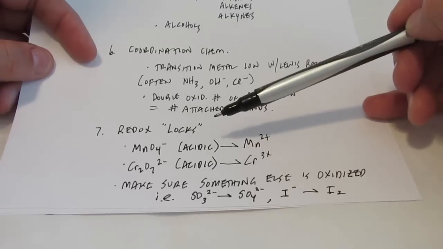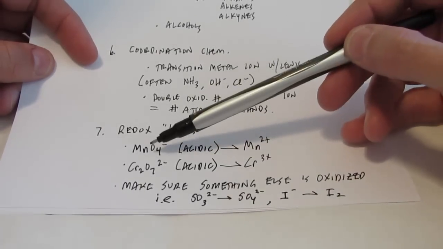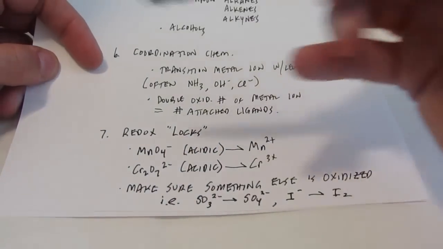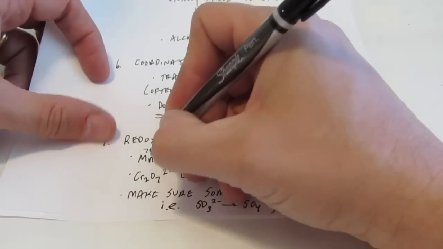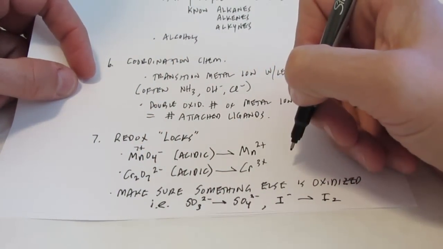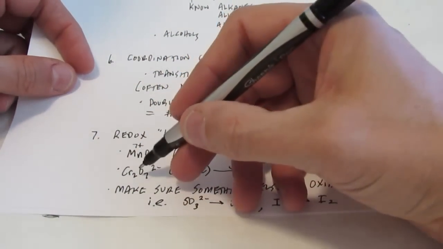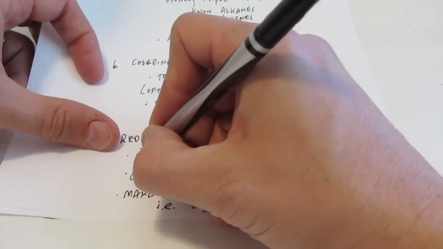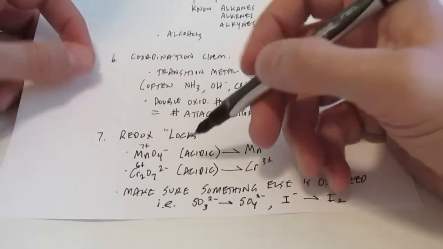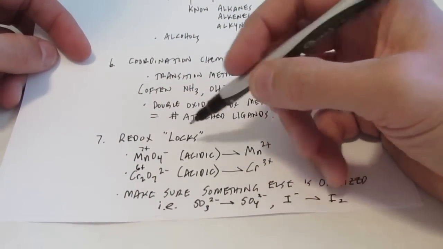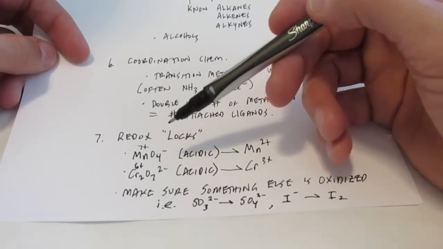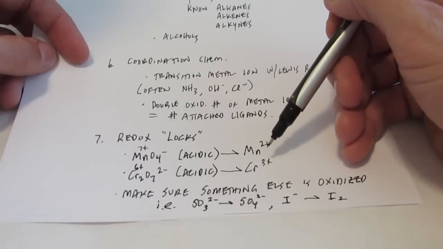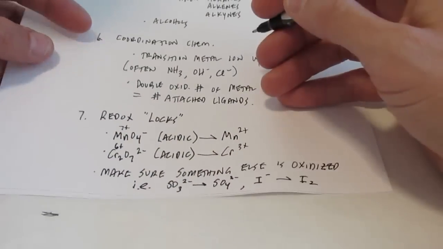Redox Locks, I like to call them. They love to use permanganate in acidic solutions. Remember, permanganate here will go from, the manganese will go from a 7+ oxidation state to a 2+ oxidation state. And they like dichromate in acidic solutions, and that will form the chromium 3+ ion. The chromium on this side is 6+. So oftentimes in the question section, they'll say, what oxidation number does the reactant have, and how does it change when it becomes a product? So make sure you can find oxidation numbers.